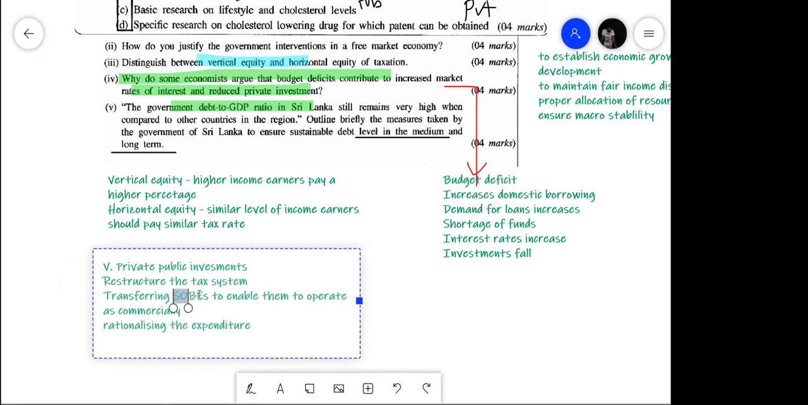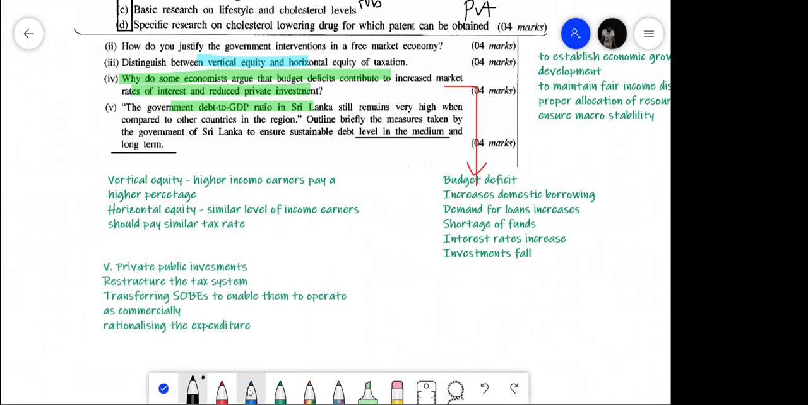Guys, SOBs means state-owned business enterprises. So please, for God's sake, if you're planning to write this question, make sure that you go through the central bank report, the 2019-2020 one. In the 2019 report you can get the 2018 figures, and in the 2021 report you can get the 2019 figures. So at least from the 2020 report, you can get the 2019 figures also.